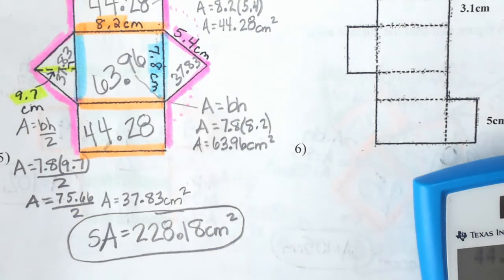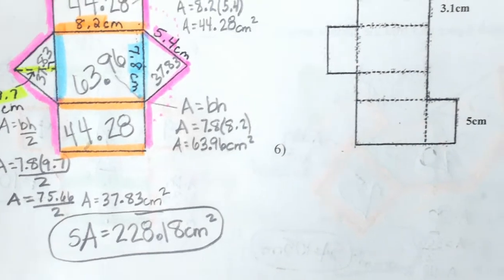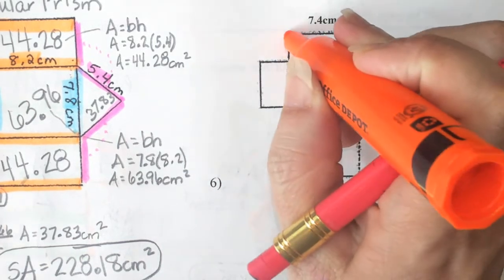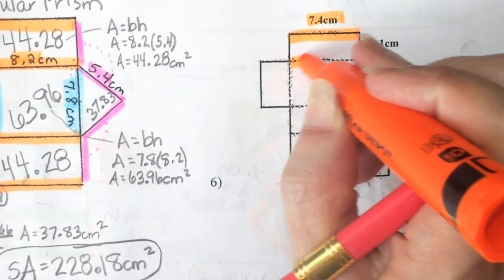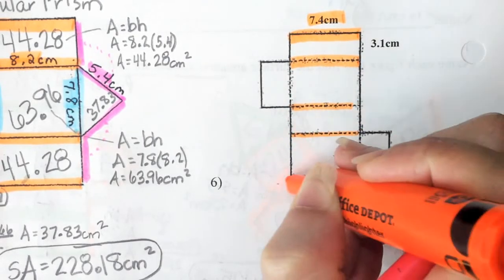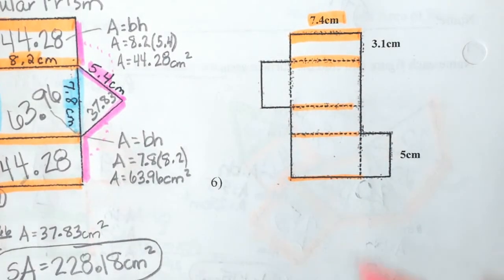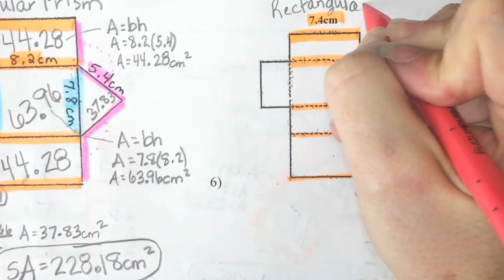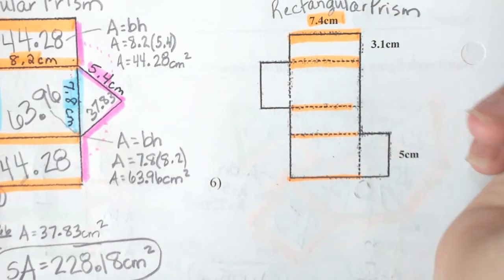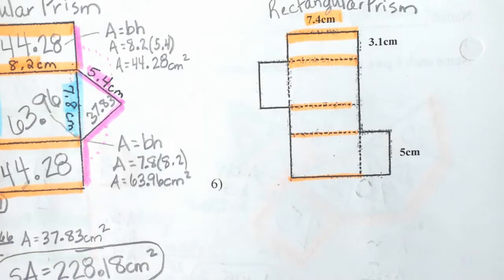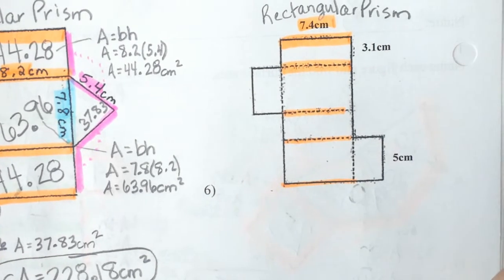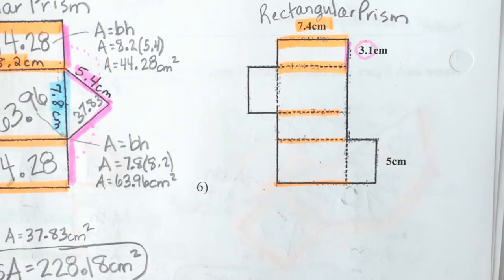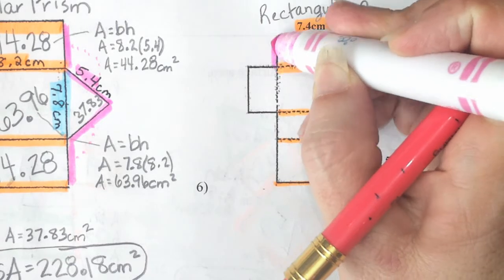Okay. A lot of these are the same. Sometimes we remember to change numbers, and sometimes we don't. So here we go. On this one, I'm noticing that this is 7.4. Rectangular prism. Okay, I'm noticing that this one is 3.1. So I know my opposite is 3.1.